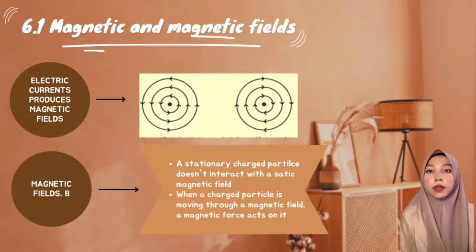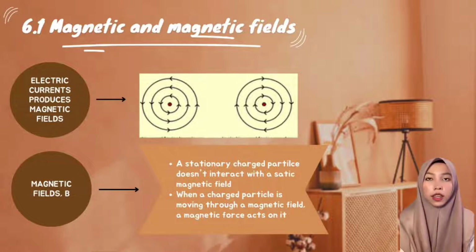This is an experiment that shows that an electric current produces a magnetic field. The direction of the field is given by the right hand rule: the thumb points along the direction of the current, while the other fingers give the direction of the field. An electric current flowing away from you produces a magnetic field that circulates in a clockwise direction. A stationary charged particle doesn't interact with a static magnetic field.